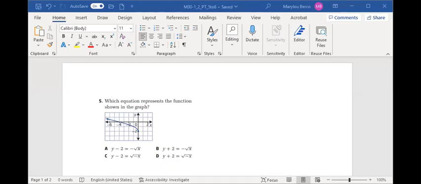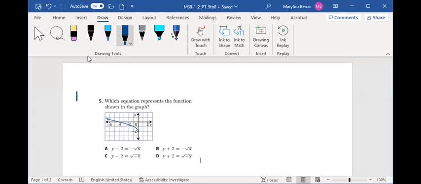Okay, practice test continued on page 102. Which equation represents the function shown in the graph? Okay, so what we're going to do is compare key points on the graph with y equals root x.